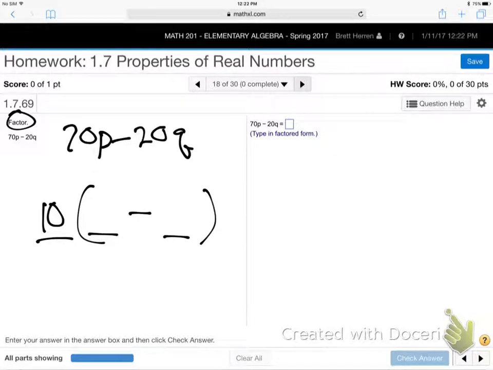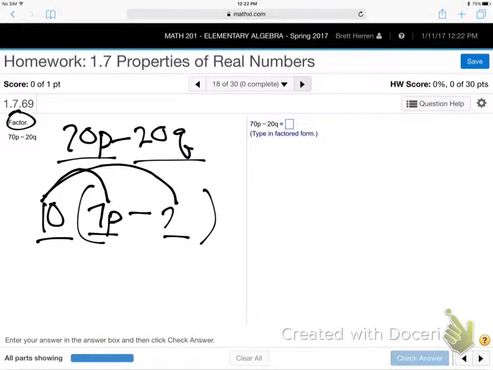And then how do you know what goes on the inside? Whatever works. 10 times what would go back to 70p? 7p. And 10 times what would go back to 20q? 2q. 2q, we're done. This is what they want. So we're just reverse multiplying, aren't we? We're just saying what it was before it was multiplied, before it was distributed.